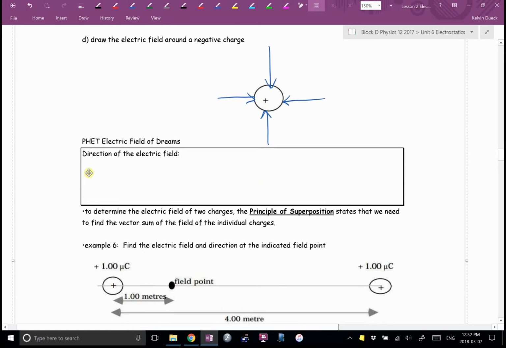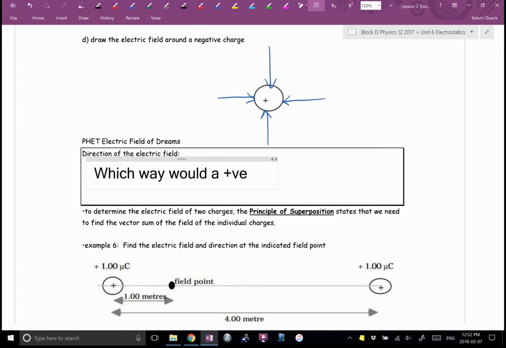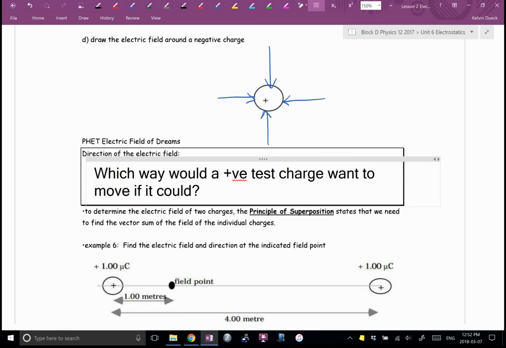So, direction of the electric field: which way would a positive (my abbreviation for the word positive is a plus sign) test charge want to move if it could? It's such a tiny test charge that it has no electric field of its own, because if it did, that would change the question. But it's positive. That's why we call it a test charge or an imaginary charge. The short version: from positive to negative.